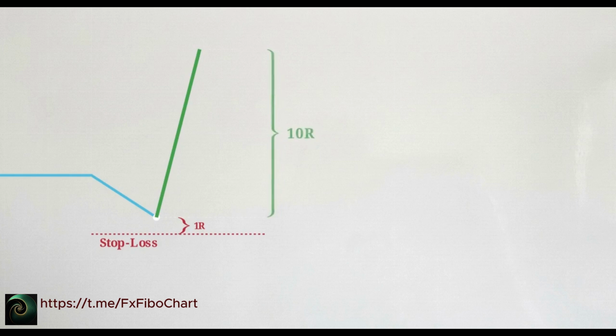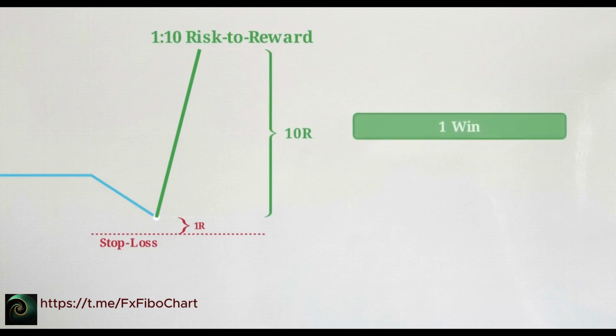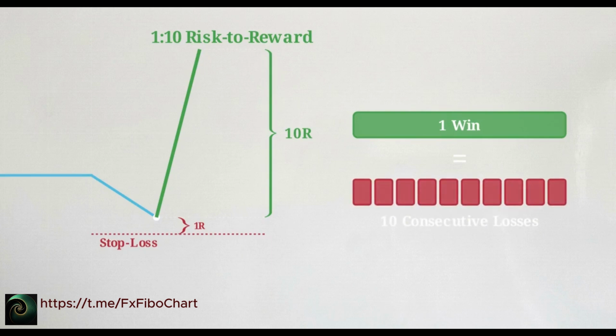This line represents a high-precision trade. The downward limit, the stop loss, is microscopic. But because that risk is so small, even a moderate vertical spike results in a 1 to 10 payout. The goal is to reach a point where one win pays for 10 consecutive losses.